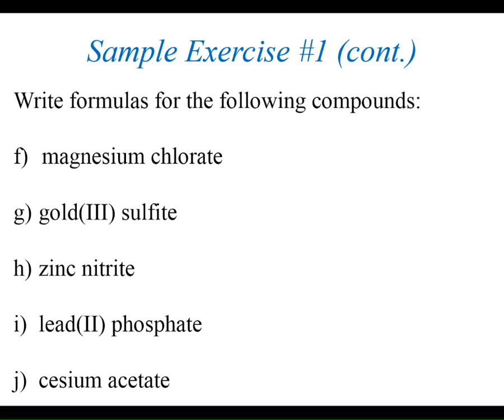What does the ite mean? Loses an oxygen? One less oxygen. Because sulfate is SO4, 2 negative, and sulfite is SO3, 2 negative. Ite means it lost an oxygen. Nitrate means it loses one.